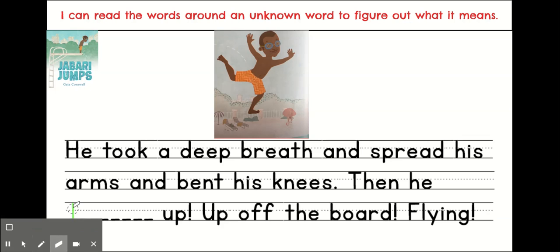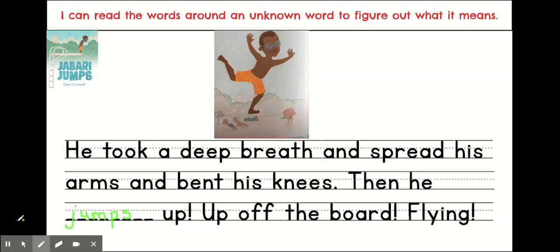I gotta make sure that lowercase j looks right. He jumps up. Another good strategy for figuring out the meaning of unknown words is to think about a word that could go in its place. And if it sounds right, then that's probably what that word means. He jumps up off the board, flying. Give me a thumbs up if that makes sense.